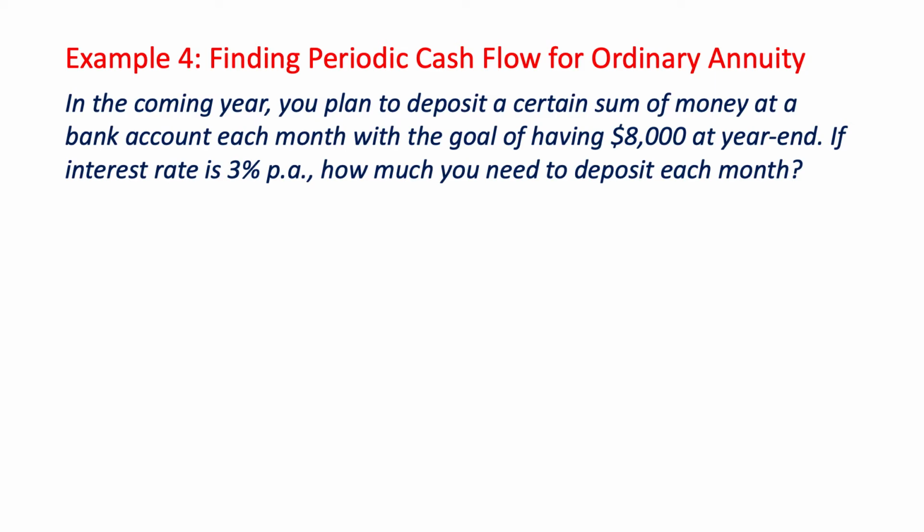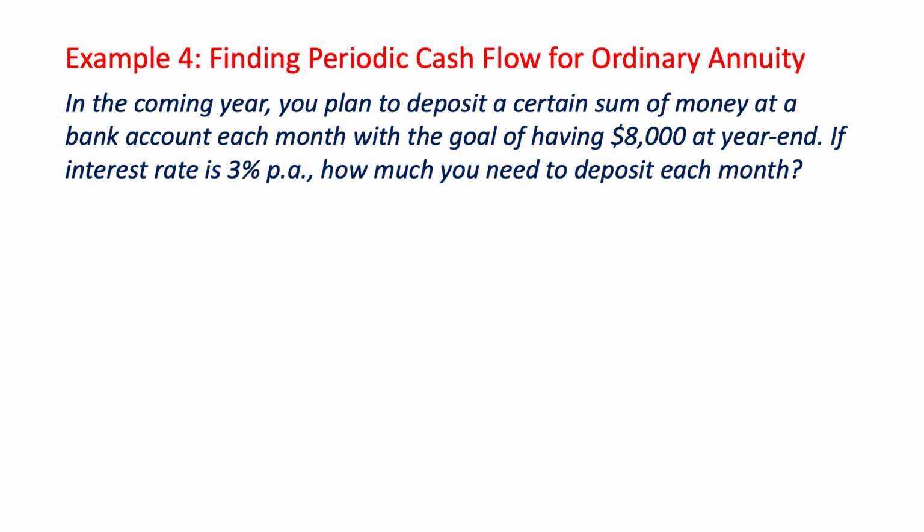Example 4 is about finding the periodic cash flow in an annuity. In the coming year, you plan to deposit a certain sum of money at a bank account each month, with the goal of having $8,000 at year end. If interest rate is 3% per annum, how much do you need to deposit each month?